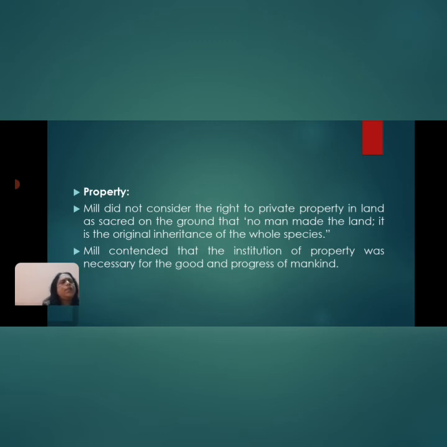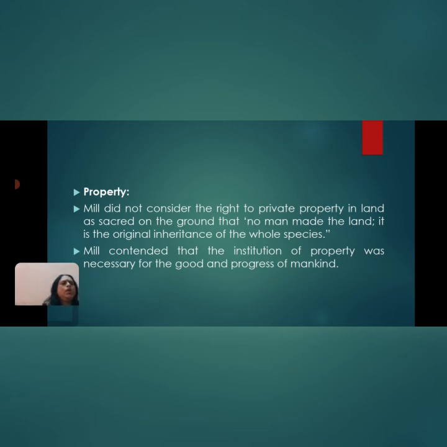The next he talks about property. So Mill did not consider the right to property in land as sacred, on the ground that no man made the land. So it is the original inheritance of all species. He was for the taxation of rent, which affects the natural monopoly of the wealth.